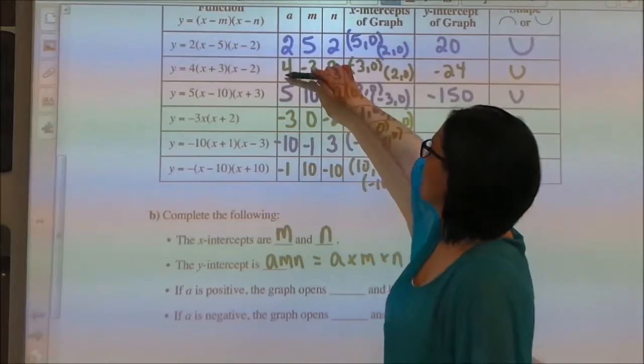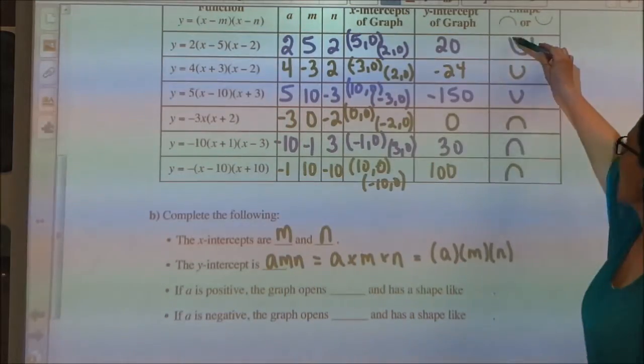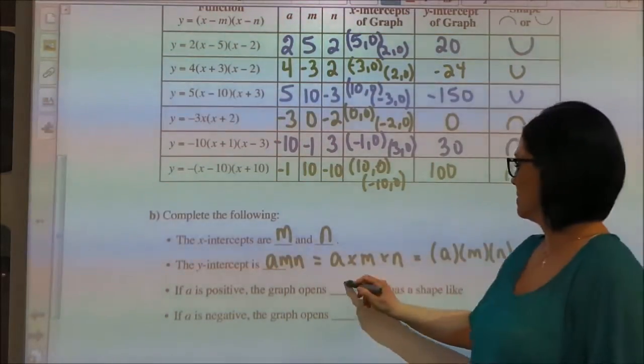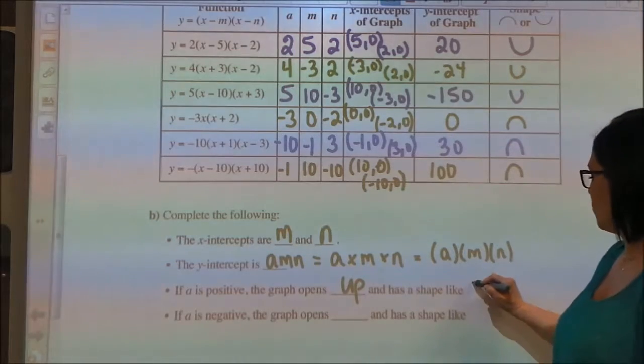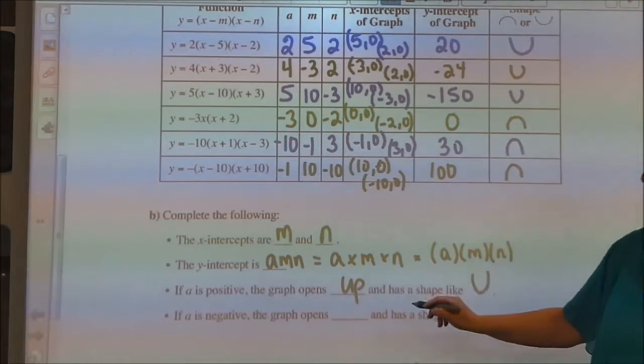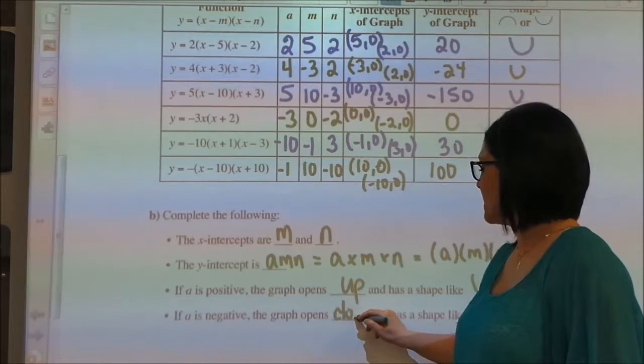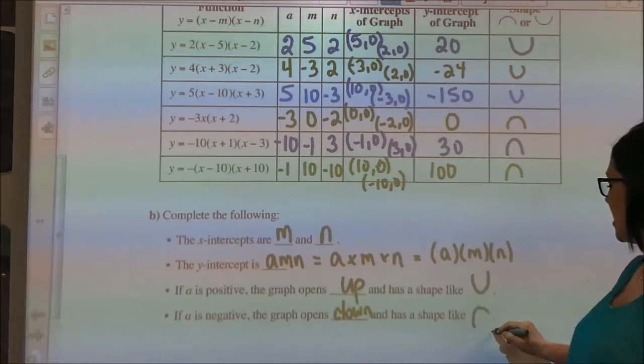When my a value was positive, the graph opened up. So the shape was like this, and when the a was negative, it opened down, and it had a shape like that.